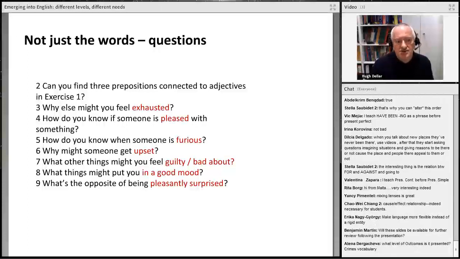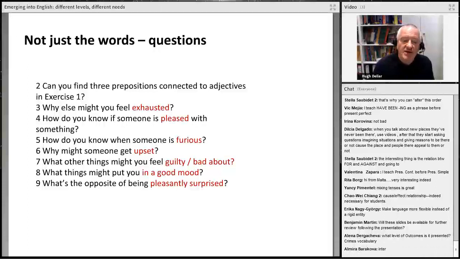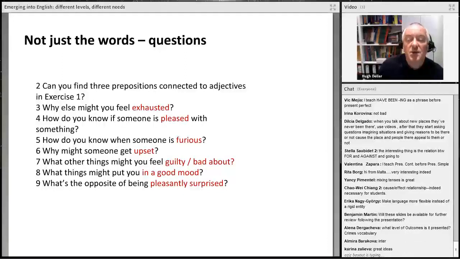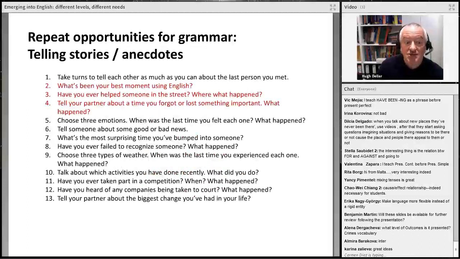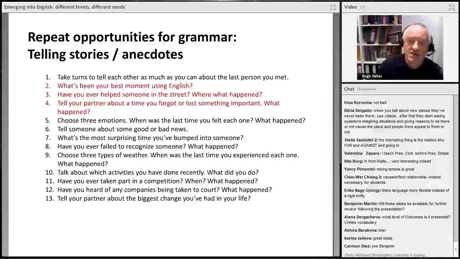I think also it's just thinking about things like this, you know, looking at exercises. Why else might you feel exhausted? How do you know if someone's pleased? How do you know if someone's furious? What kind of things might you feel guilty about or bad about? Why might you get upset? And thinking about the kinds of answers that come from the students and the way that that will involve mixing up the tenses. Why might you feel exhausted? Well, you've been working really long hours recently. How do you know if someone's furious? Well, they start screaming and shouting at you. Why might someone get upset? Because they've just had some very bad news.